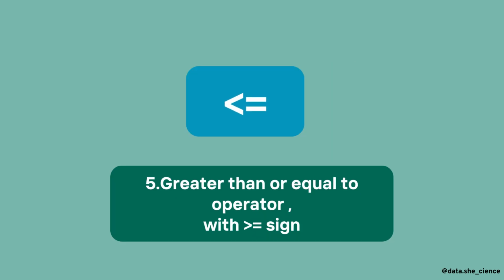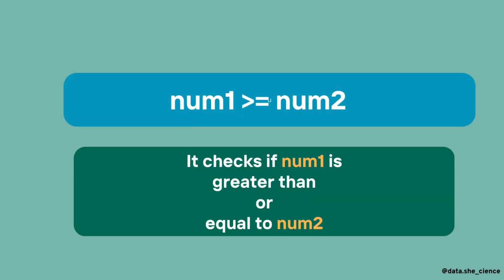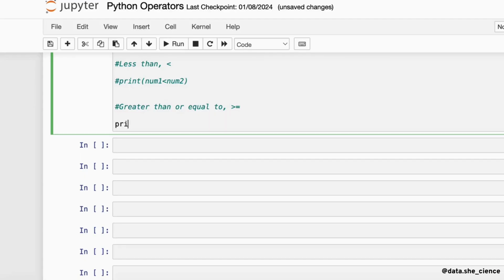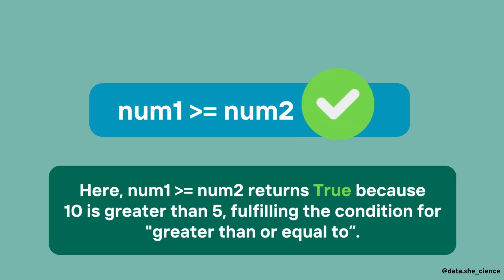Fifth, greater than or equal to operator with greater than equal to sign. It checks if num1 is greater than or equal to num2. If either condition is true, the statement is true. Here, checking num1 greater than or equal to num2 returns true because 10 is greater than 5, fulfilling the condition for greater than or equal to.